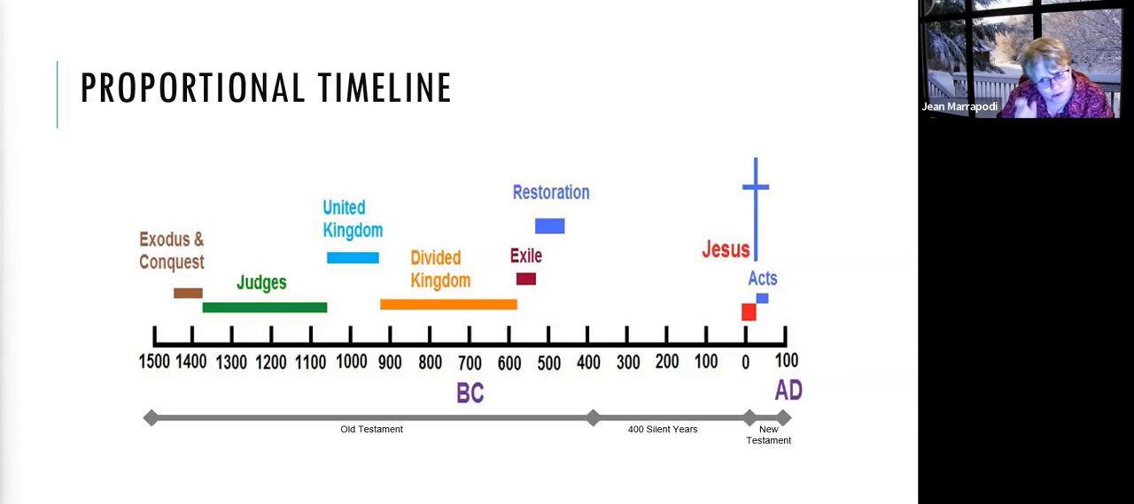The book of Acts is a short period when the church was born, and then we wait. You know, Jesus was 2,000 years ago for us, so there's been a long time in that dotted line. But that'll give you the perspective of how things fit. It's almost, well, I won't say it's proportional because we have the 400 silent years, but because the Old Testament took a lot of time, it gets a lot of ink in the Bible because there's a lot that went on covering a long period of time.